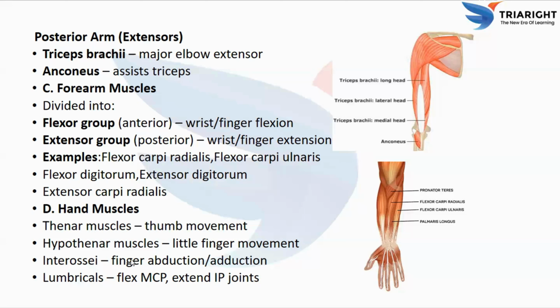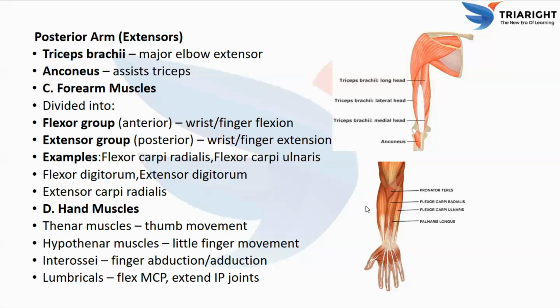So what do the lumbricals do? These are very important, the most important ones for hand function. They flex the MCP joints and also extend the IP joints. The MCP joints are present at the knuckles, whereas the IP joints are present at the finger joints. So this creates the classic writing position of the fingers.